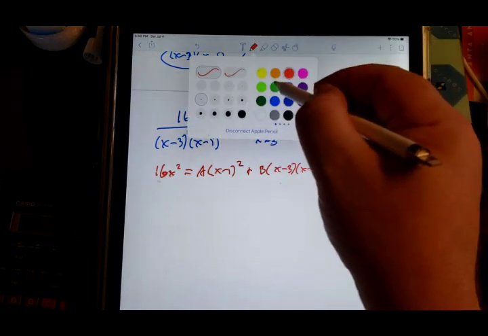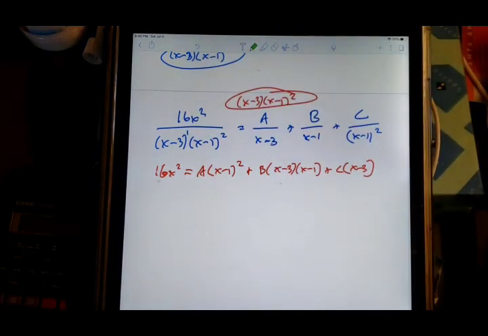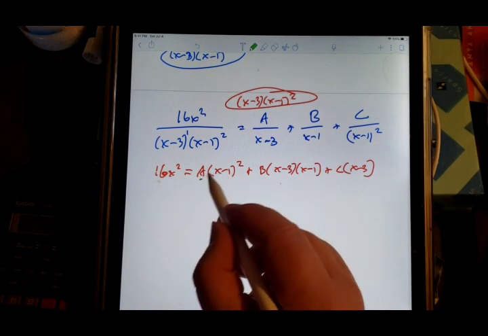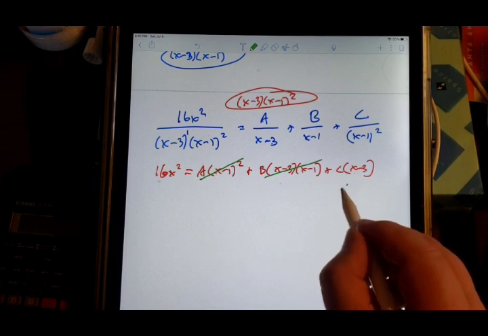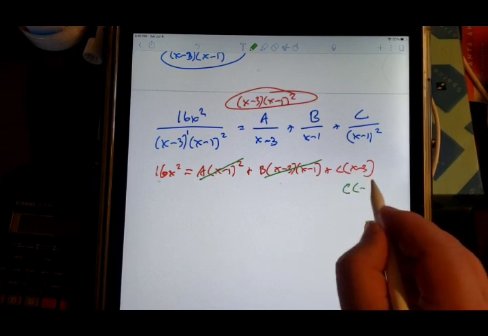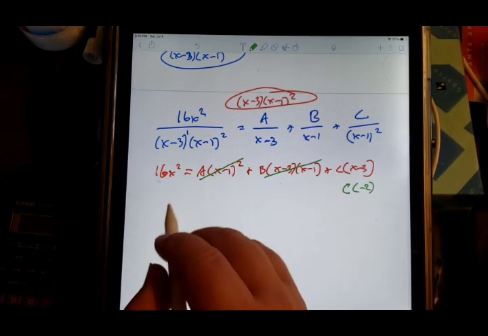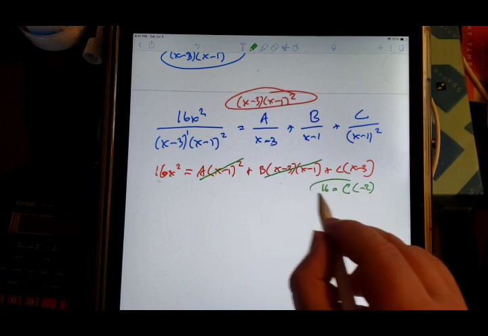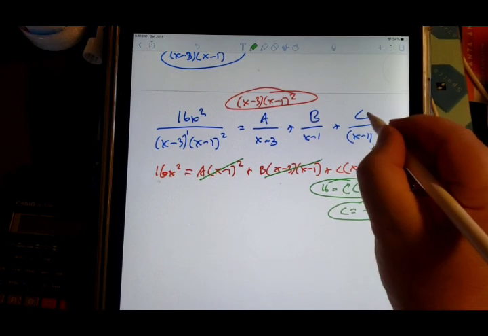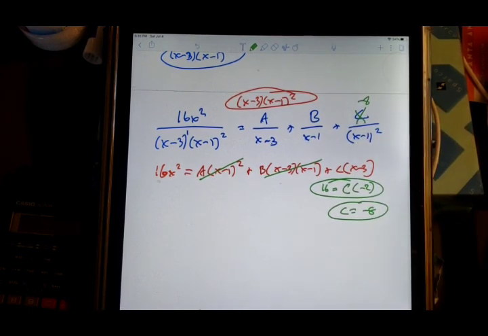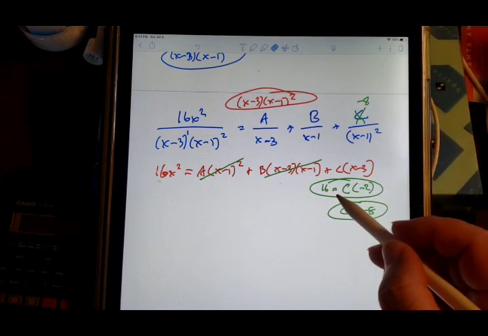So let me change to another color here and say, you know what? If x were 1, this would be 0, this would be 0, and this would just be c times -2, and this would just be 16. So I get c equals -8. Now I'm nowhere done, but wow, that is really, really nice. Because there was a value I could put in that created all those cancellations, it just gave me that value really quickly.